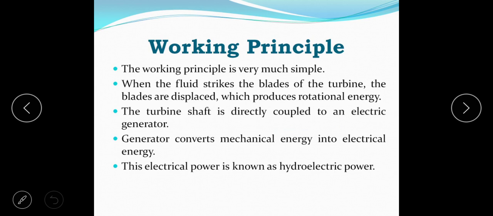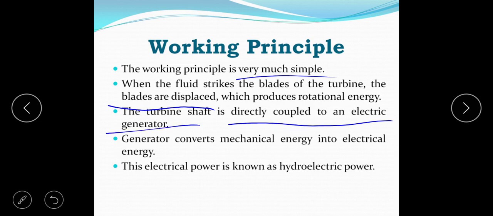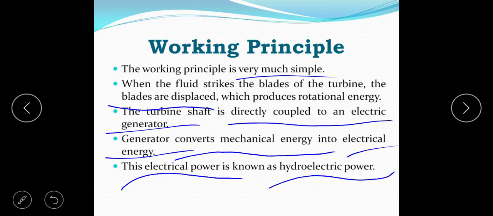Working principle. The working principle is very much simple. When the fluid strikes the blades of the turbine, the blades are displaced, which produces rotational energy as the blades rotate. The turbine shaft is directly coupled to an electric generator. The generator converts this mechanical energy into electrical energy. This electrical power is known as hydroelectric power.